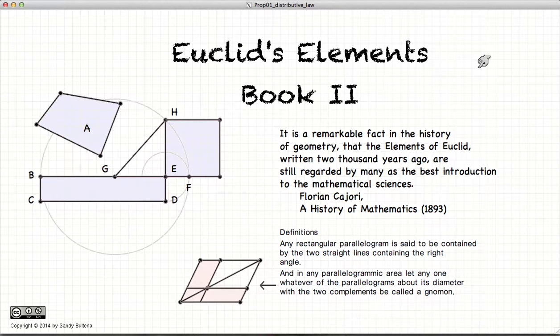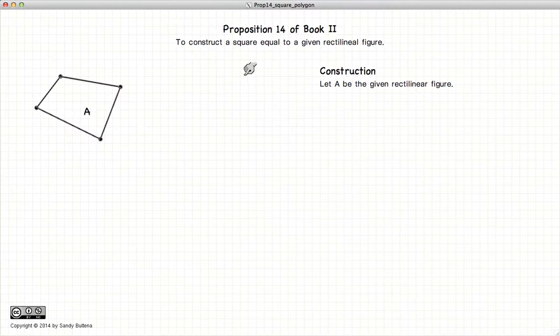Hi, and welcome to my tutorials on Euclid's Elements, Book 2. This video presentation is going to be on Proposition 14 of Book 2, which gives us the methods required to take any straight-angled figure and to construct a square that is equal in area.